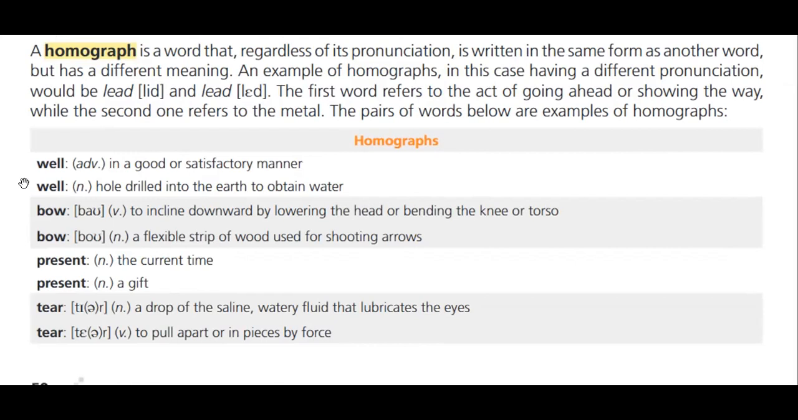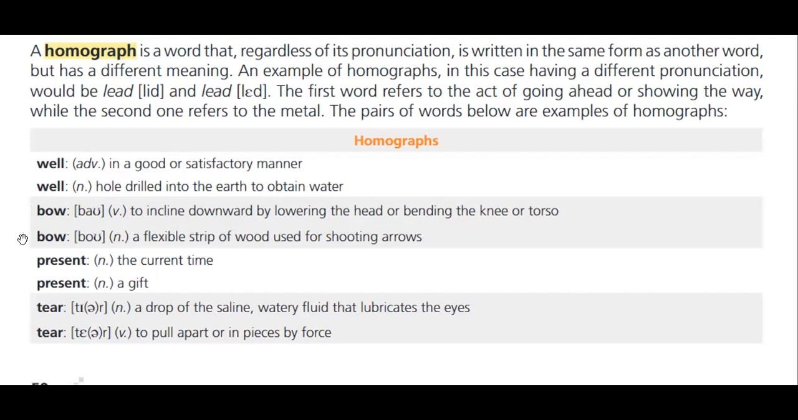The pair of words belong to examples like this. Well and well. In this particular case, these words share pronunciation and also spelling. It's classified as a homograph, but also it's a homonym word. Like I said, homonyms are like the big picture, whereas homographs and homophones are subcategories. Well, the first one is an adverb where you do things in a satisfactory manner. And the other one is the drill hole where people dig in order to get some water.